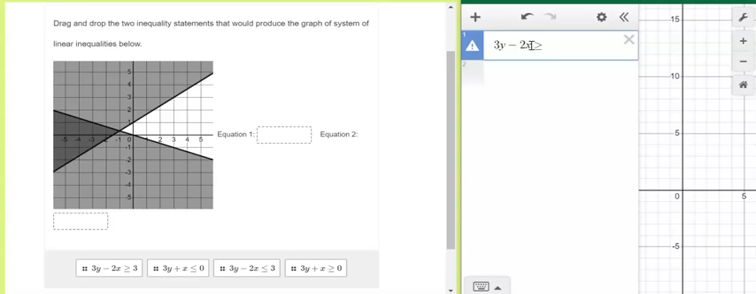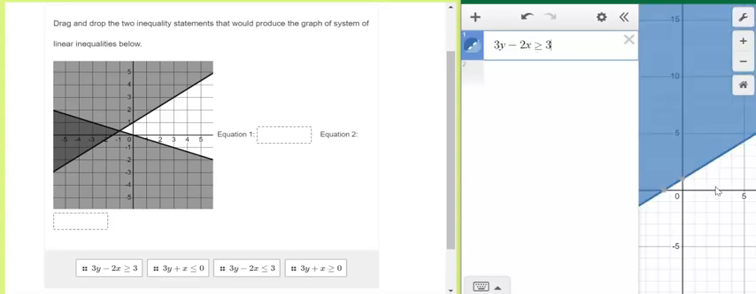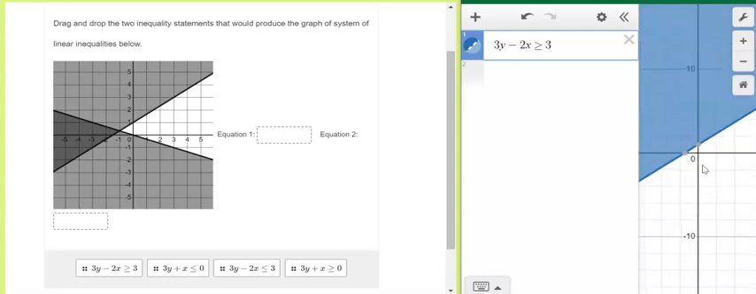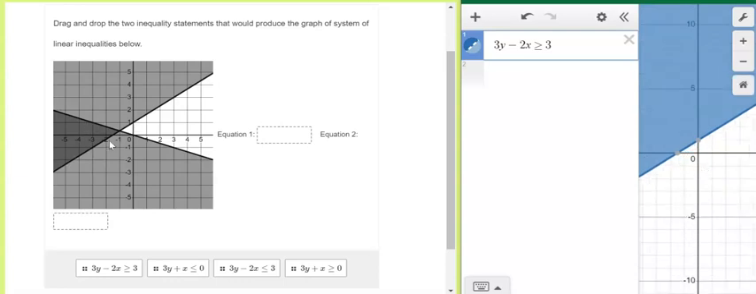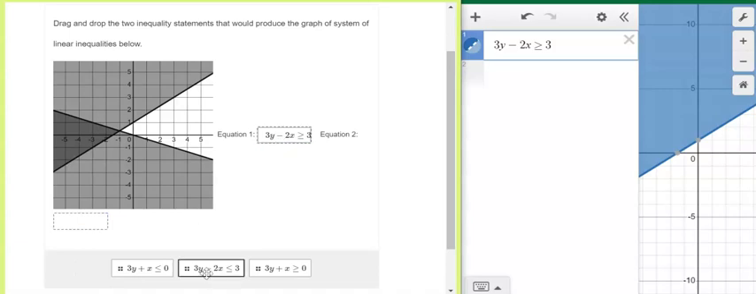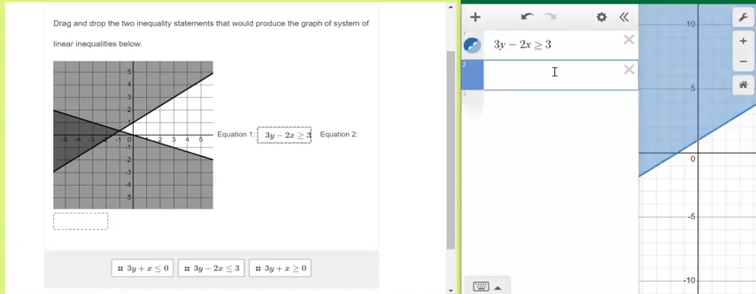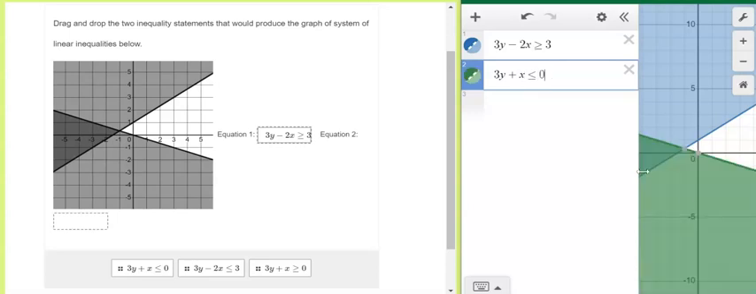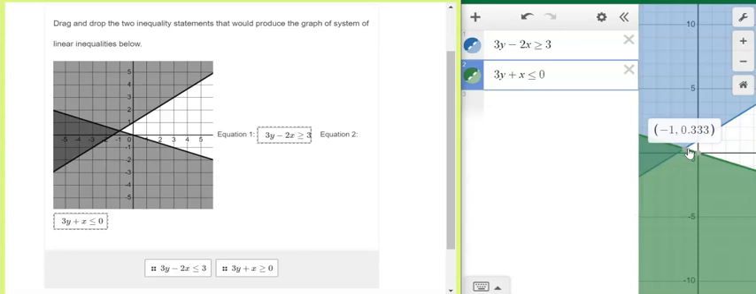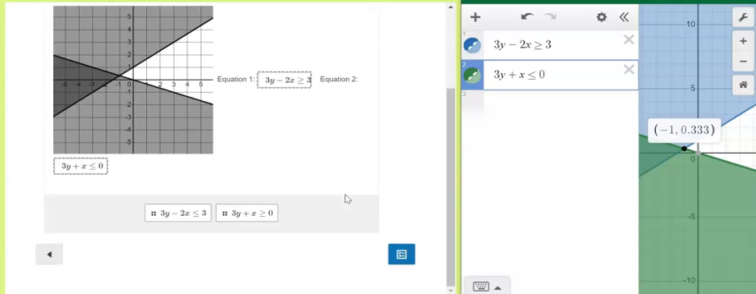Greater or equal to 3. Do I have that on here? Let's see. This one is going through 1 and negative 1.5. Yeah, this one looks good right there. That's the first equation right there. And the second one, let's see. 3y plus x less than or equal to 0. I think that's the one. There it is. Just going through 0, 0, and then they are meeting right there. Yeah, I'm pretty confident it's that one.